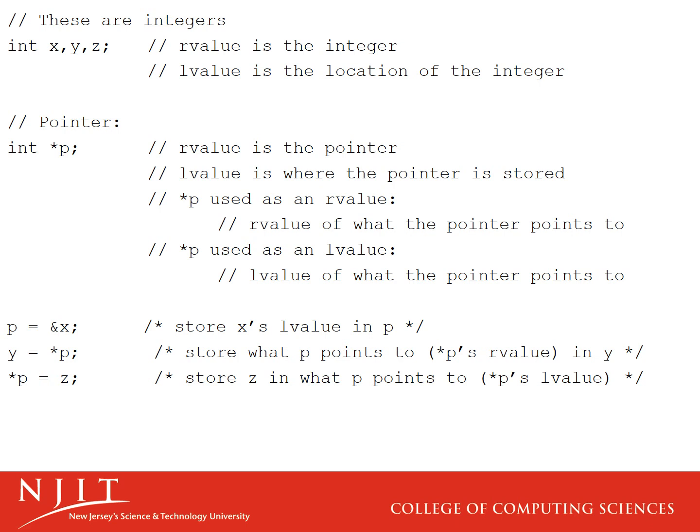So if I assign to P, I'm changing the pointer. If I assign to star P, I'm changing what the pointer points to. If I use P, I'm using the pointer. If I use star P, I'm using what the pointer points to.